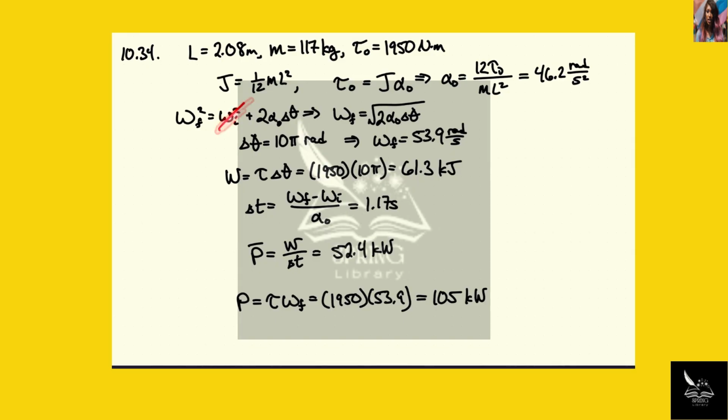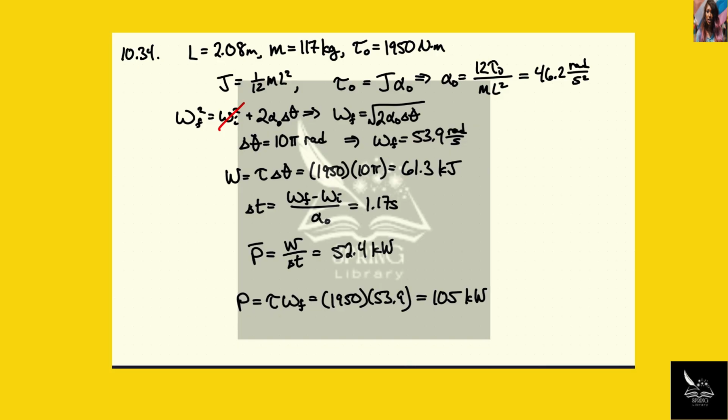Initial speed we were told was 0. So the final speed is the square root of 2 times alpha naught times the change in angle. The change in angle we're told is 5 revolutions, but that's 10 pi radians. So plugging everything into here, we get the final angular velocity is 53.9 radians per second.